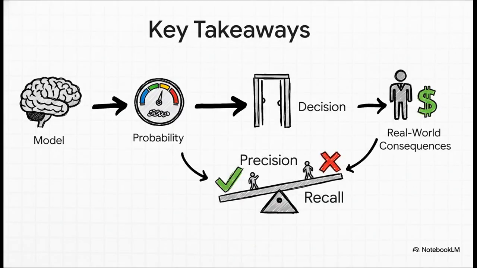Okay, so let's wrap up with what you really need to take away from all this. First, models give probabilities, and we use the threshold to make a decision. Second, simple accuracy can be super misleading, so be careful. Third, you've got this constant battle between precision, which is about avoiding false alarms, and recall, which is about not missing anything. And finally, the most important part, choosing between them has nothing to do with code. It has everything to do with the real-world consequences of being wrong.